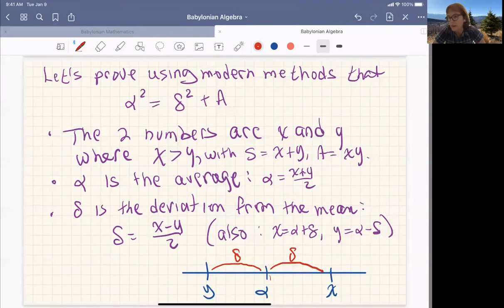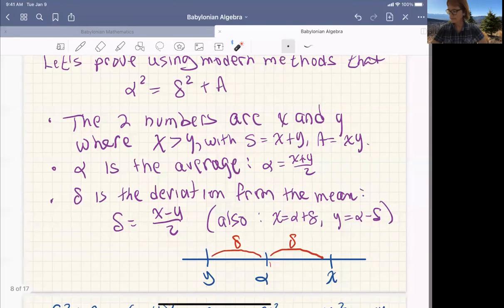So let's prove using modern methods that with this definition, alpha squared is equal to delta squared plus A. We're assuming that the two numbers are x and y, x is greater than y, s is equal to x plus y, A is equal to x times y, alpha is the average of the two numbers, and delta is the deviation from the mean, which is x minus y over 2. So just everything that we've seen before.